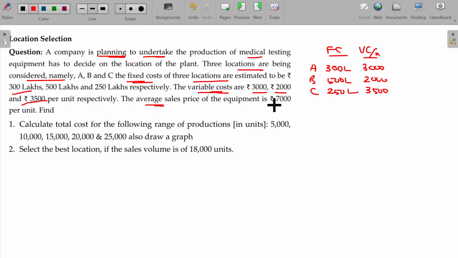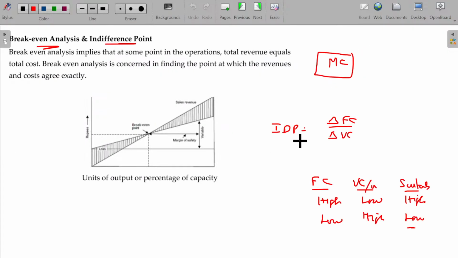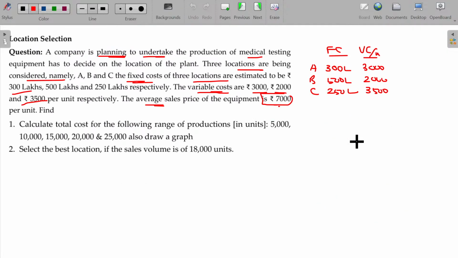The average sales price of the equipment is 7,000 rupees. You need not consider the sales price; by considering the sales price also, you will get the same answer. Already we discussed that. In case of the indifference point, the difference in fixed cost divided by the difference in variable cost, or the difference in fixed cost divided by the difference in contribution, you will get the same answer. Contribution is equal to sales minus variable cost. Either you can take the contribution or the variable cost, the final answer will be the same. So never bother about the sales revenue here unless specifically stated.